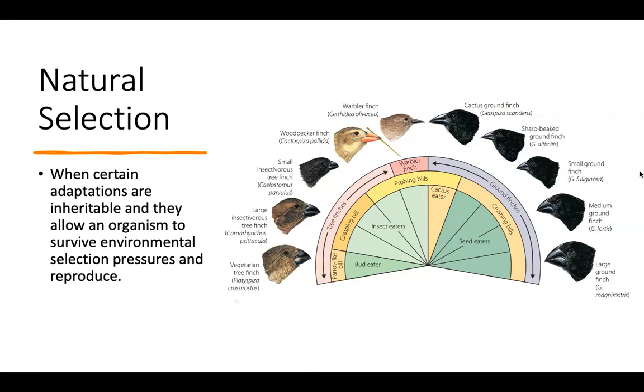All right, natural selection is part of evolution. And natural selection is when certain adaptations are inheritable, so we can get them from our parents and pass them on to our offspring, and they allow an organism to survive environmental selection pressures and then reproduce. So an example that we went through in class for this is to do with Darwin's finches, which is a really famous example of natural selection, where all of these finches at one point would have come across to the Galapagos Islands from South America.